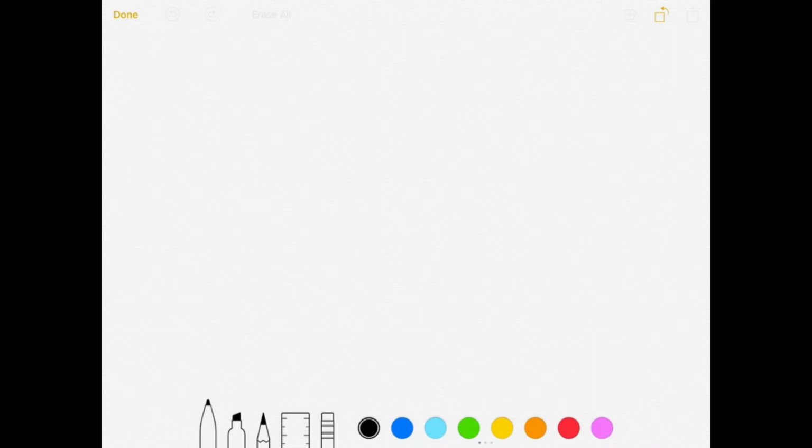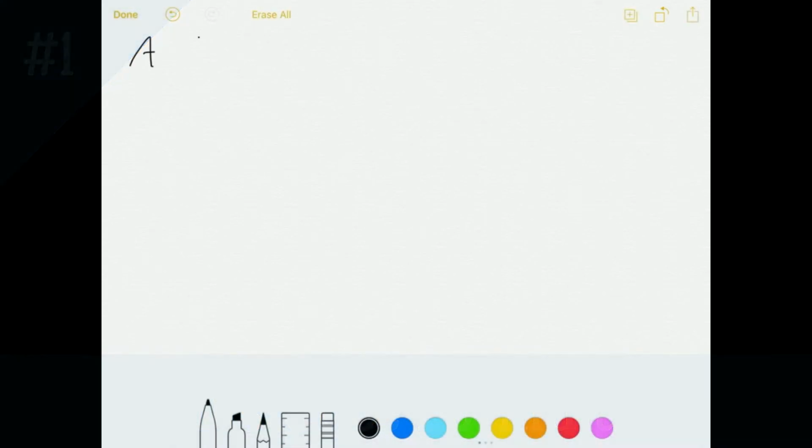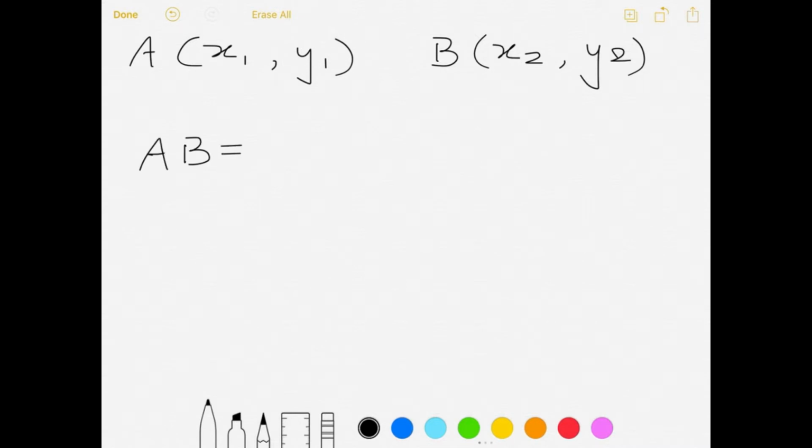Number 1, the distance formula. Let us say that we are given 2 points, point A which has coordinates x1, y1, and the point B which has coordinates x2 and y2. We want to find the distance between these 2 points. So the distance formula between A and B will look like this.